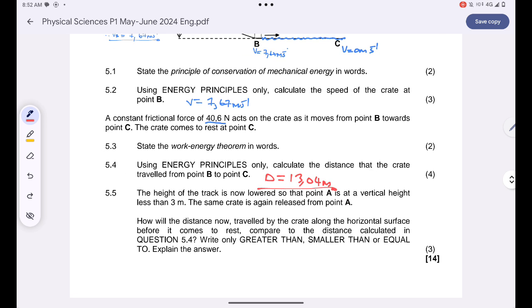The height of the track is now lowered so that point A is at a vertical height of less than 3 meters. The same crate is again released from point A. How will the distance covered by the crate along the horizontal surface before it comes to rest compare to the distance calculated? I know that it will be smaller than, but why is that?